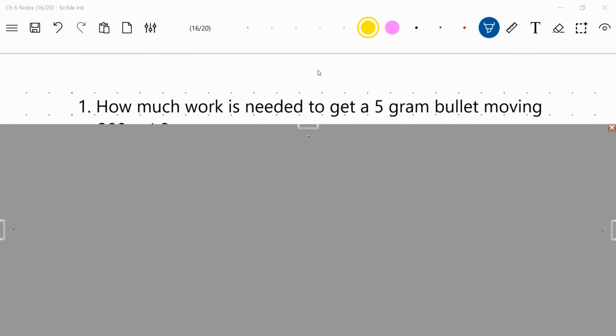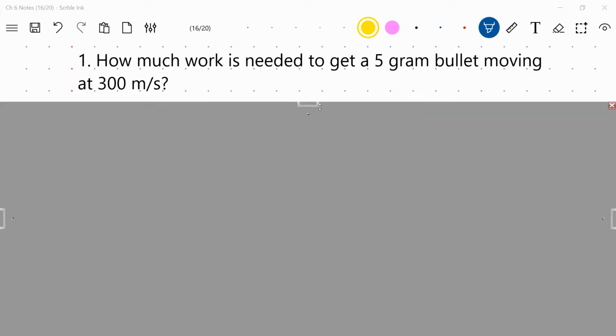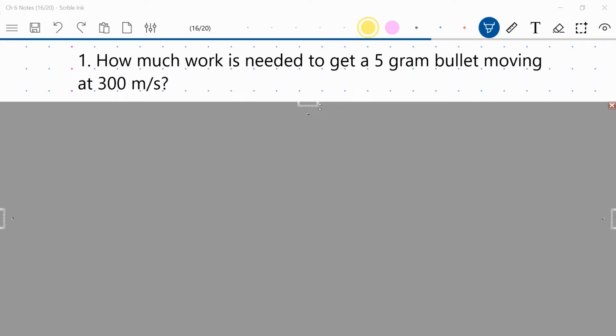Okay, now, let me switch over. I'd like to go over those 5 examples that appeared at the end of the notes, and I already copied and pasted them into my document here. So these are the same 5 problems, but let me go through these carefully to make sense of them. Okay, number 1. The question was, how much work is needed to get a 5-gram bullet moving at a speed of 300 meters per second?